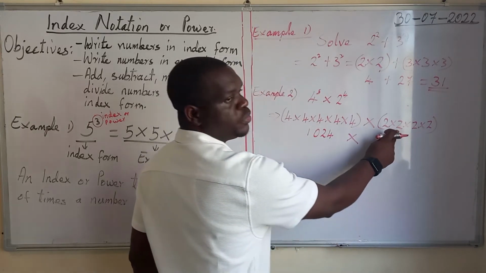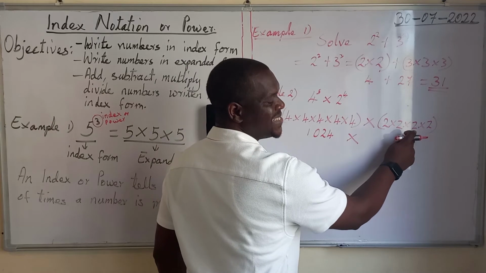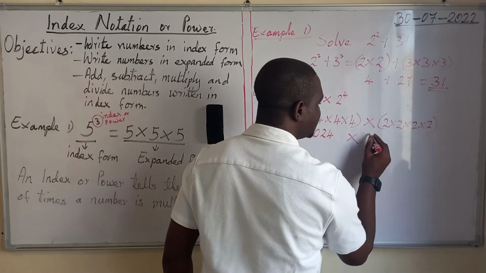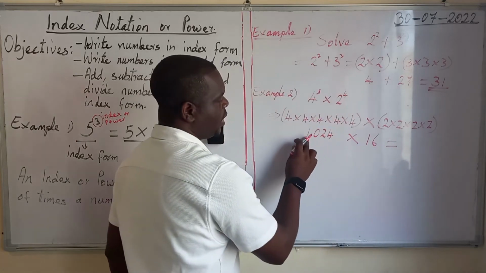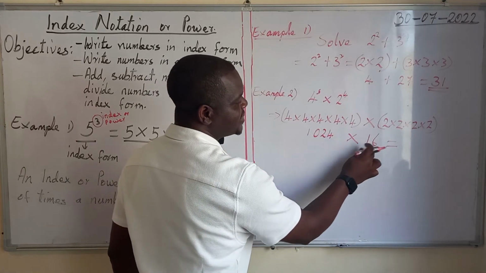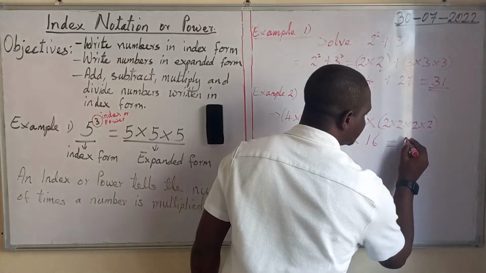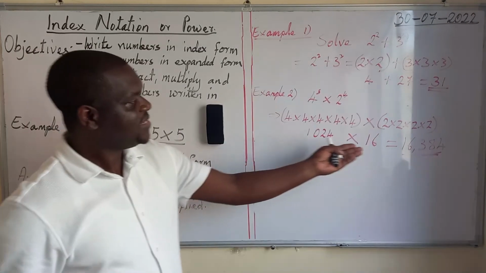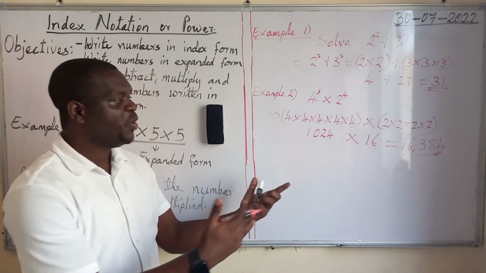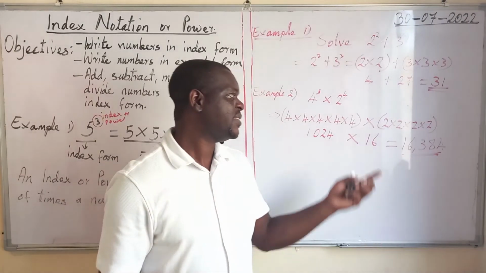You bring this multiplication down. 2 times 2 is 4. 4 times 2 is 8. And 8 times 2 is 16. If you multiply 1024 by 16, you're going to have 16,384. That is the second example and how we can expand to have the answer.